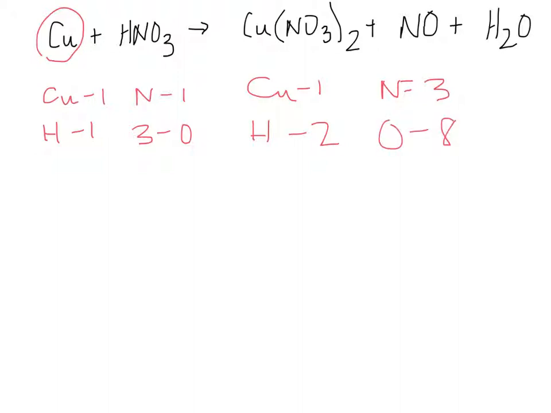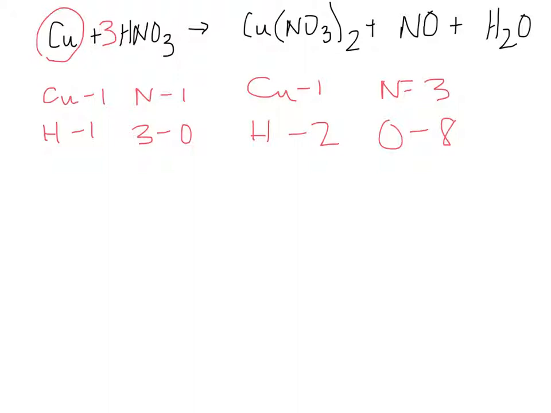So just looking at our numbers, you can kind of tell that we're going to have to increase the HNO3, because we need to increase our H's and our N's. And that's also going to help increase our oxygens. So first thing you might try is throwing a 3 in here, because that's going to get your nitrogens to where they need to be.